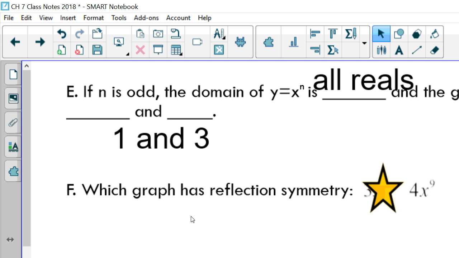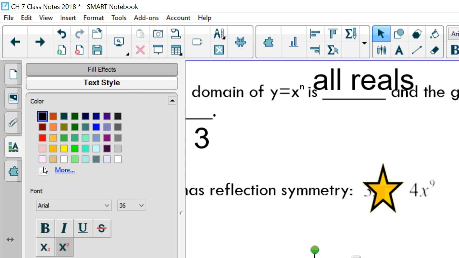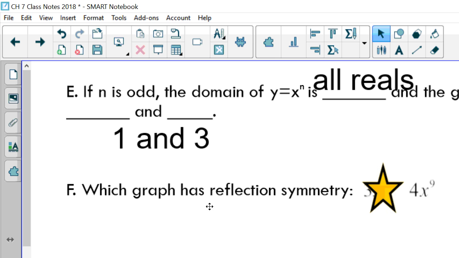And last but not least, question G, the point (-2, 16) is on the graph of an even power. Write the equation. So again, our equation is going to be y equals x to the n, where n is my exponent. So I know it has to be even, so that could be the second power, the fourth power, the sixth power, etc. But I know (-2, 16) is on that graph. So 2 to what power is 16? 4. So y equals x to the 4th is the equation I'm looking for. So that is the basics of power functions.